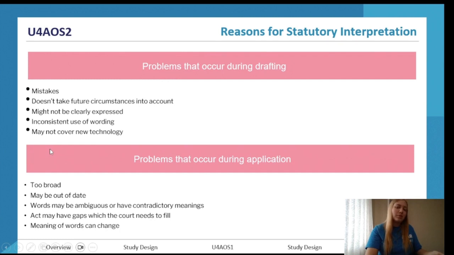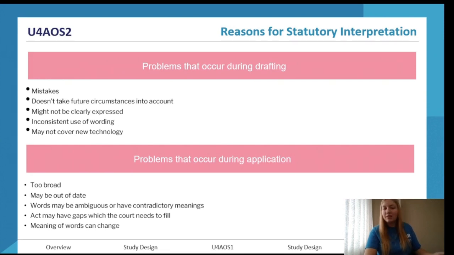There might be problems also that occur during the application. So we have the act and we're trying to apply the law, but there is a problem that's arising from this. For example, and we see this with all the stuff with regards to the Constitution, too broad. Not sure what it means. So a judge needs to define what exactly that law, that statute, was intending to mean, and all the things that do apply and other things that fall outside of that law.